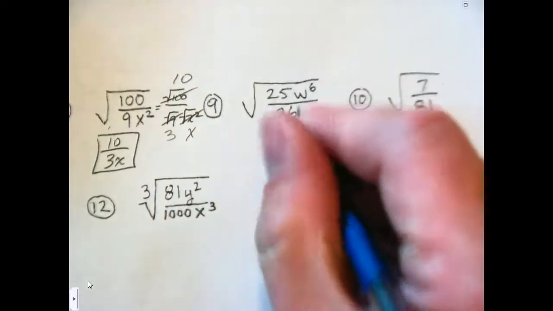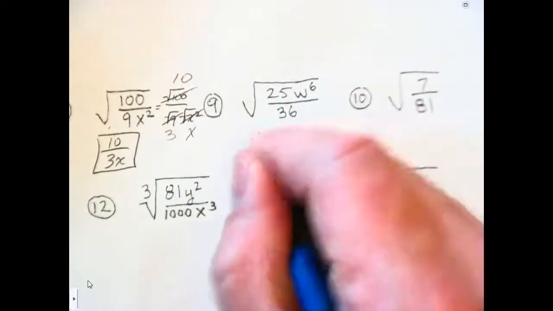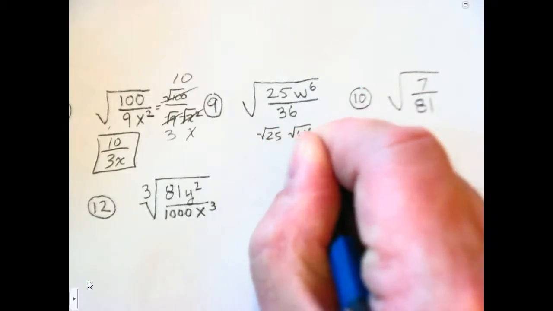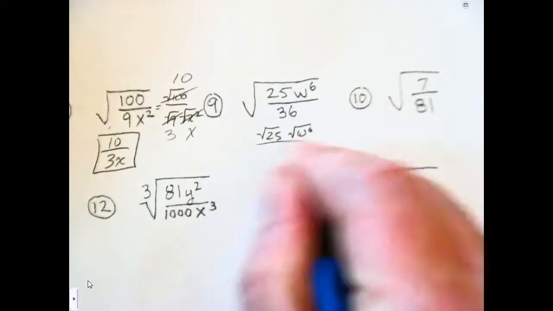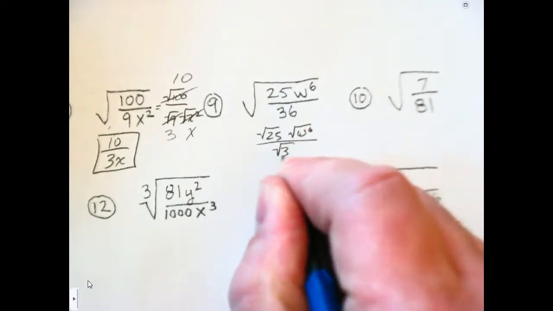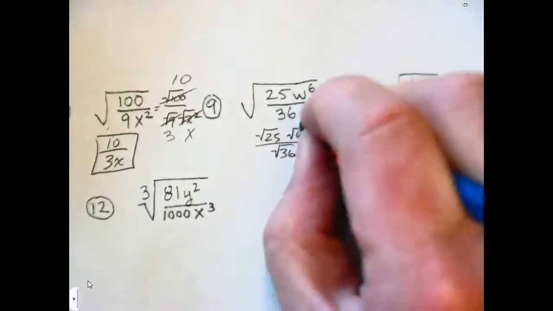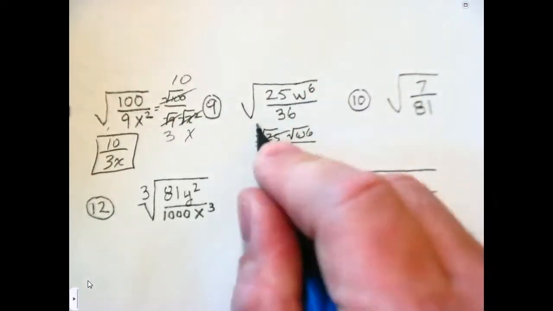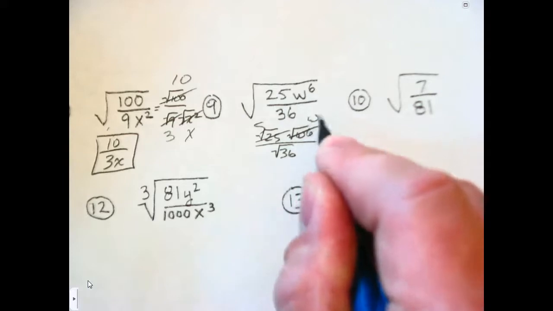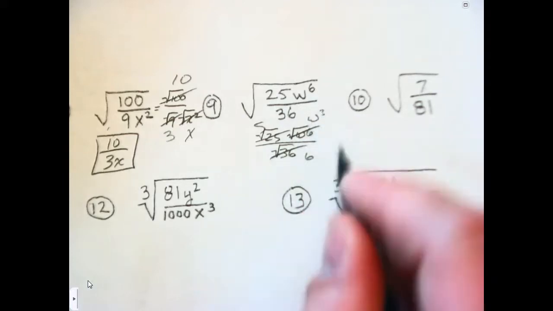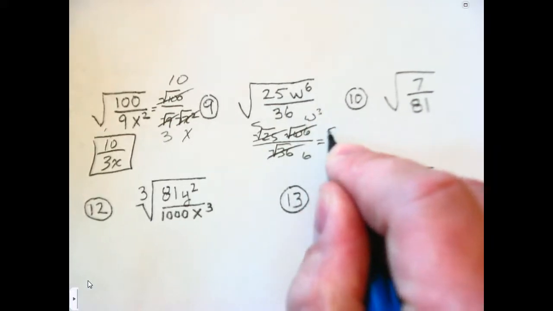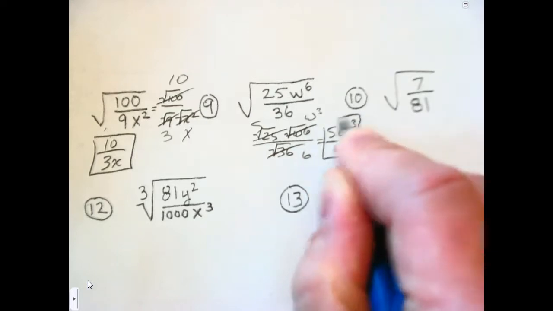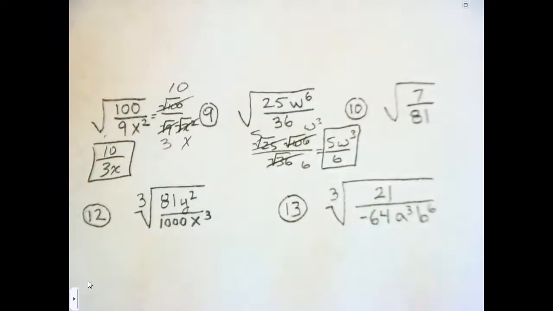This one, breaking it into its separate pieces, you have root 25, root w to the 6th, and root 36. Now, many of you won't even bother breaking it down. A lot of you will just see that all those are perfect. This part becomes 5, this part becomes w to the 3rd, and this one becomes 6. So you end up with 5 w to the 3rd over 6. Sarah?